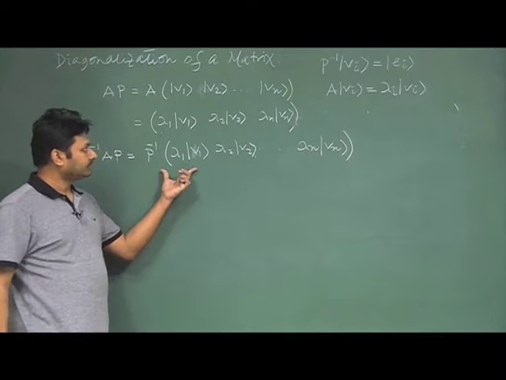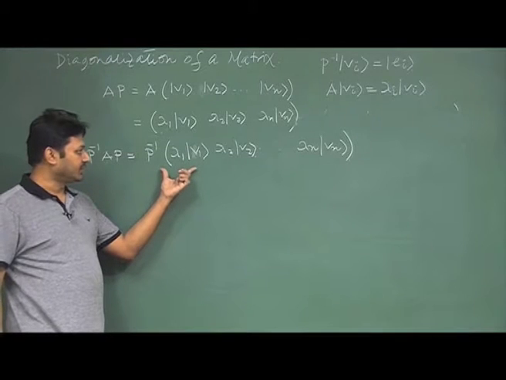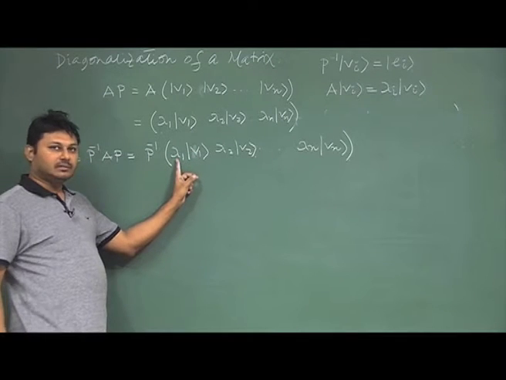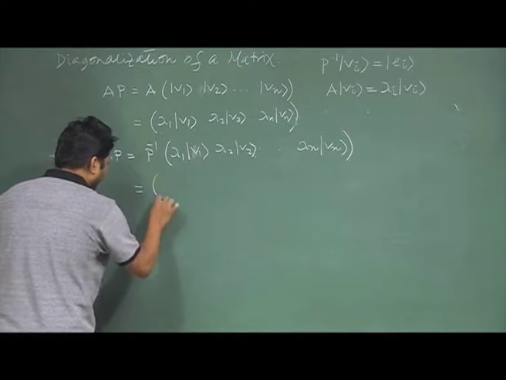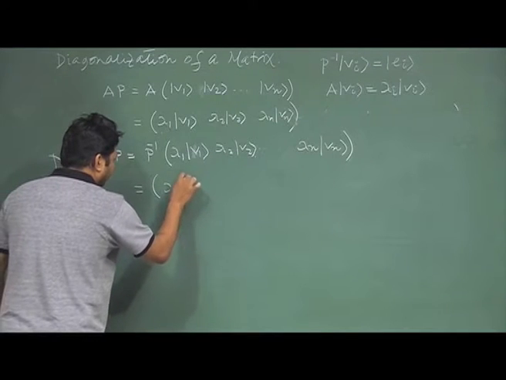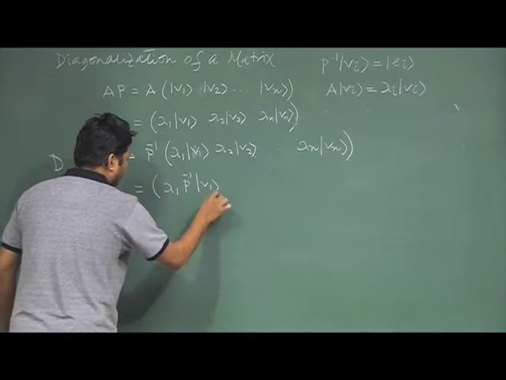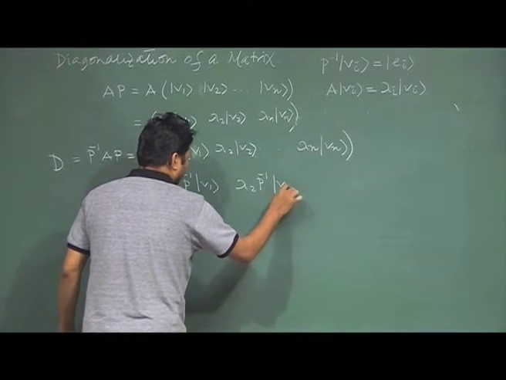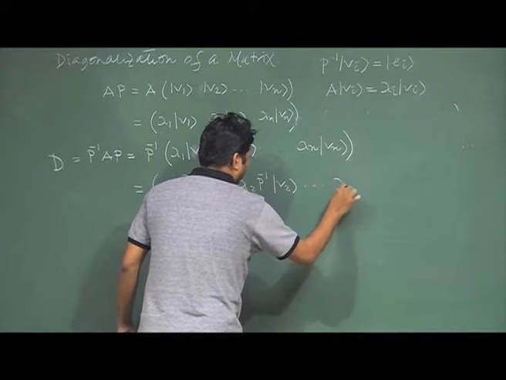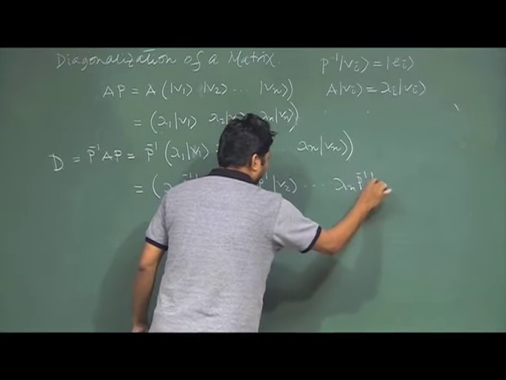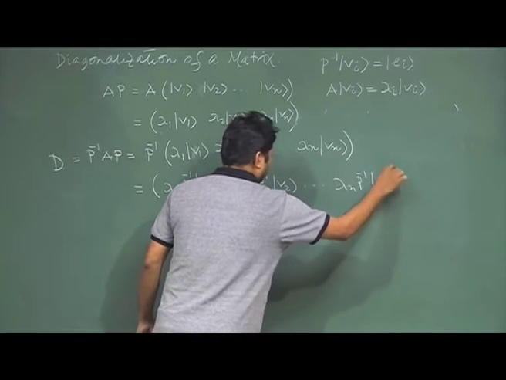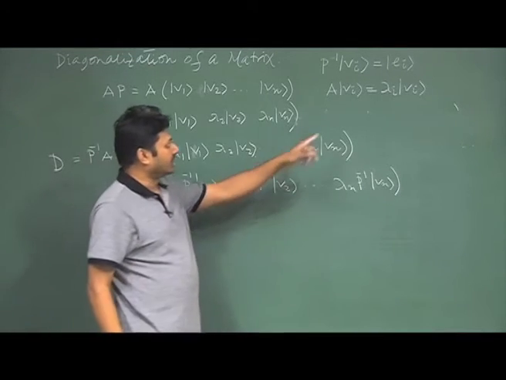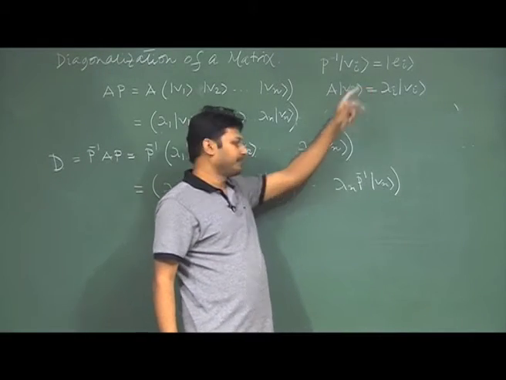Right, I got this. Now P is operated over this, lambda is a constant. So if that is the case, I can write lambda 1 P inverse operated over V1, lambda 2 P inverse operated over V2, lambda n P inverse operated over Vn, like this.